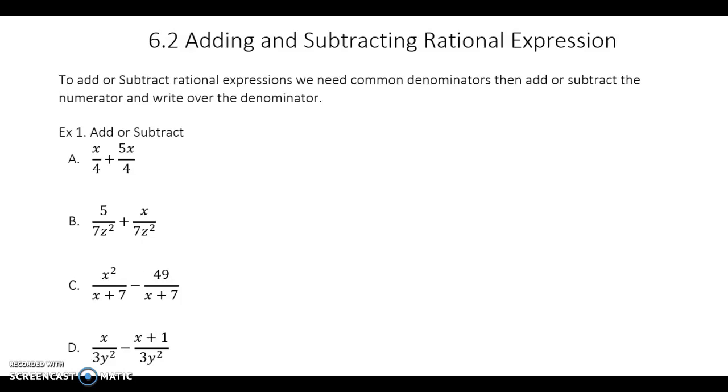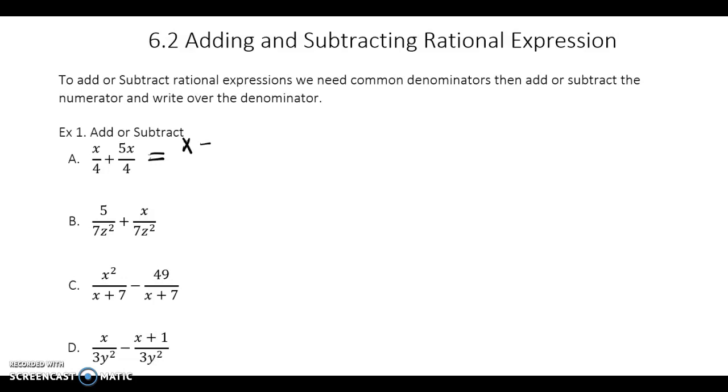Alright, so here we're going to be adding and subtracting rational expressions. In order to do that, we're going to need common denominators. So for the first example, if you notice, we have common denominators in all 4 examples. So we could just go ahead and add across.